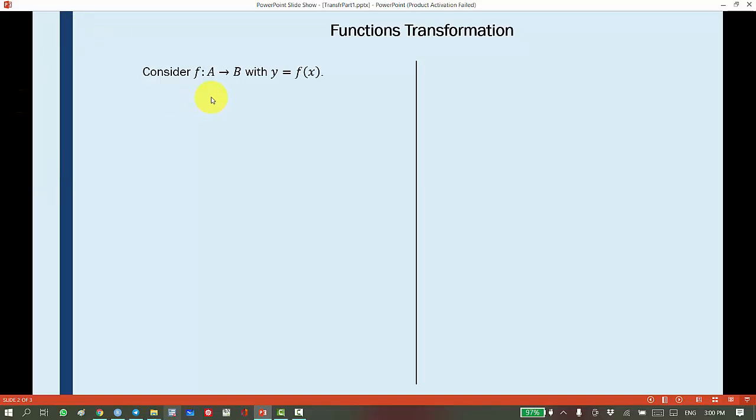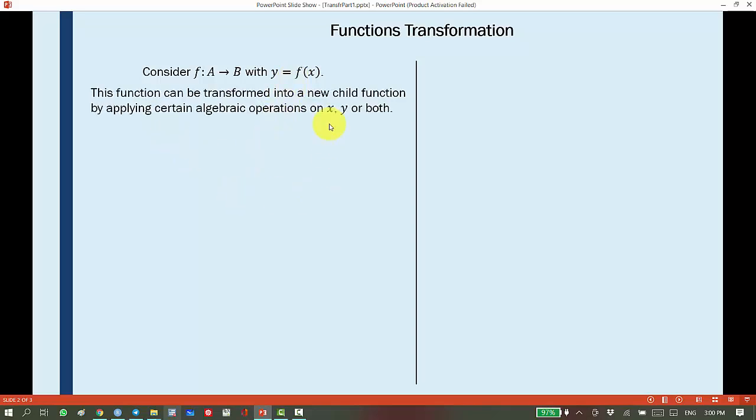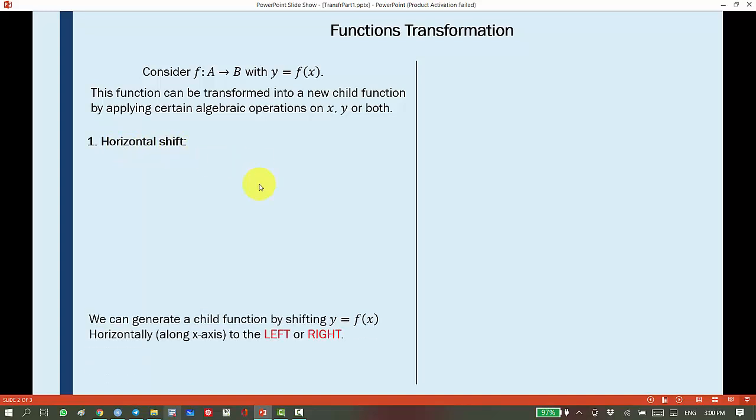Consider a function f which is defined from a to b with equation y is equal to f of x. This function can be transformed to a new child function by applying certain algebraic operations on either x or y or both of them. The first transformation that we can apply on this function to produce new child functions is horizontal shift or horizontal transformation.